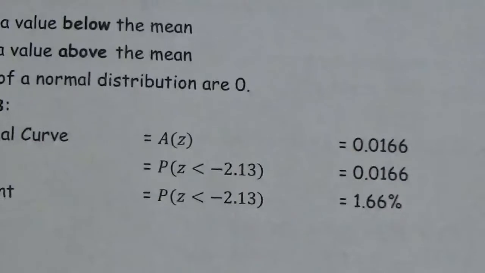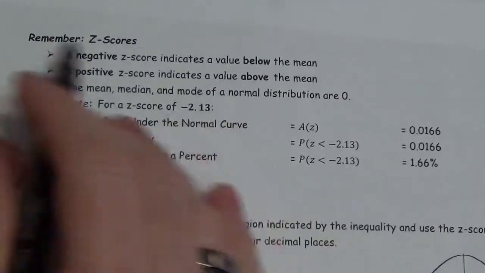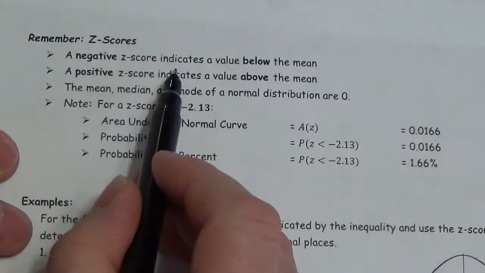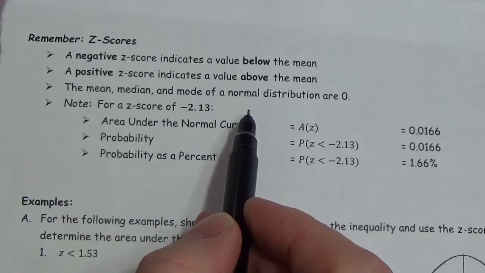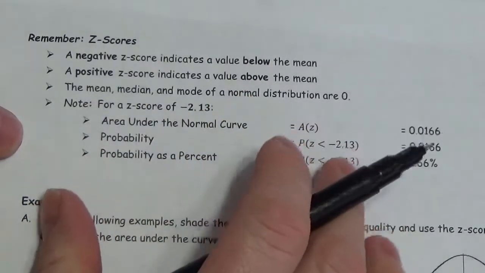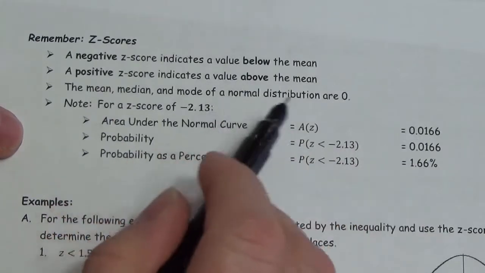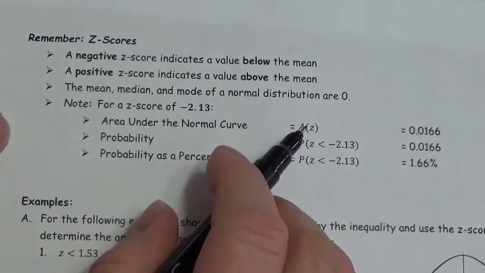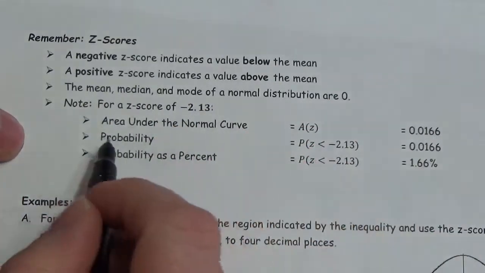All right, so now before we go on and start doing some questions here, just some reminders. A negative z-score indicates a value below the mean. Positive means it's a value above the mean. When we're talking about these normal distributions, particularly when we're standardizing it, remember that the mean is 0, the standard deviation is 1. Okay, mean, median, and mode are all going to be 0.